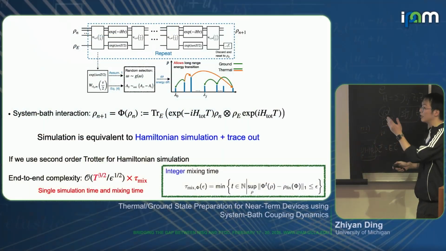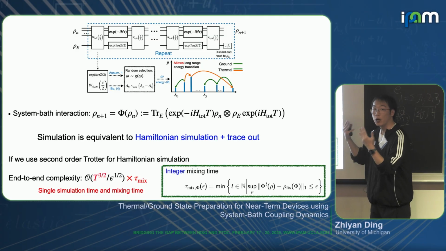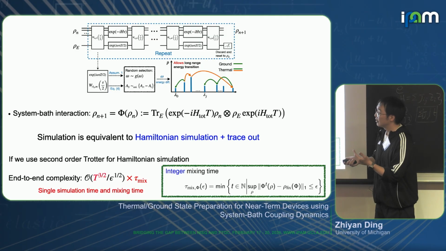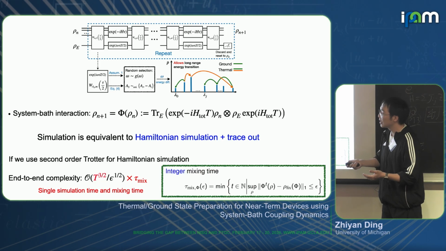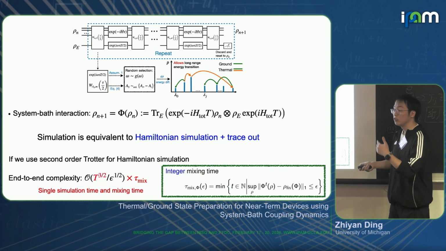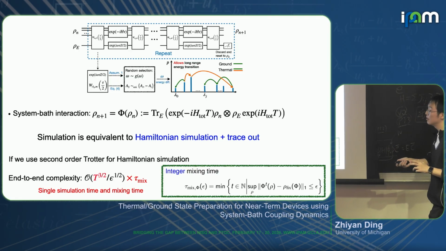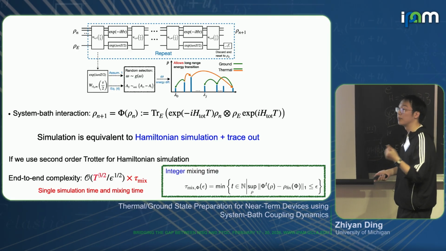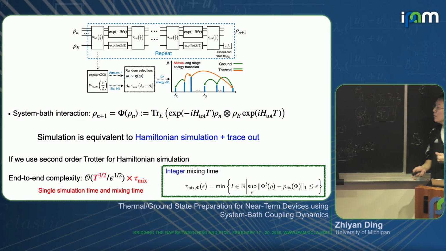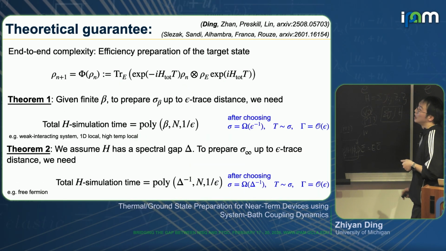So basically now, if I want to quantify the end-to-end complexity of my algorithm, I need to consider the complexity in each step of my algorithm and how many steps I need to run. And usually, in the open quantum system community, bounding the mixing time is the most difficult part. Okay, good. So now I want to provide some theoretical results.